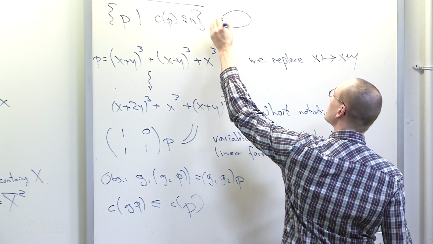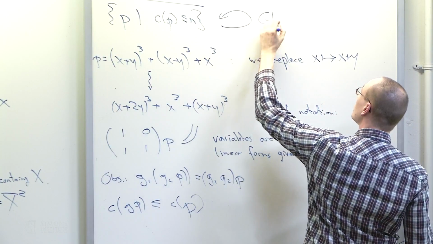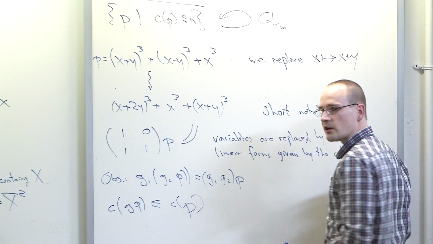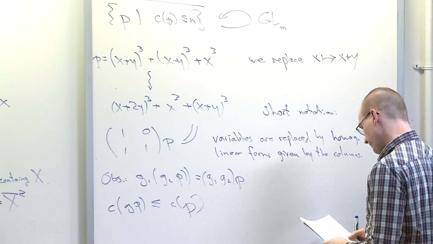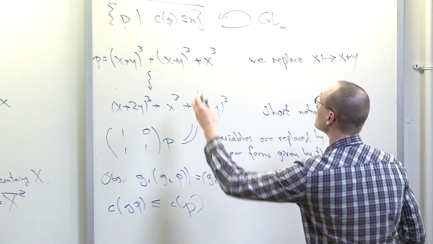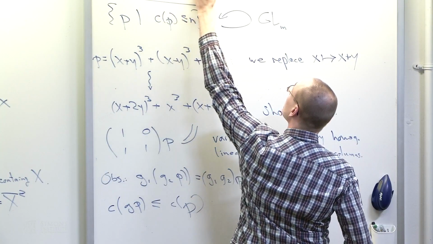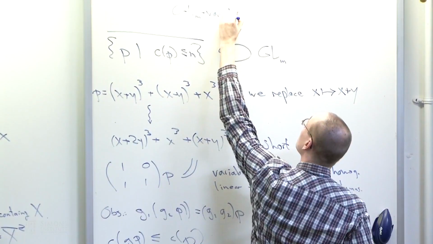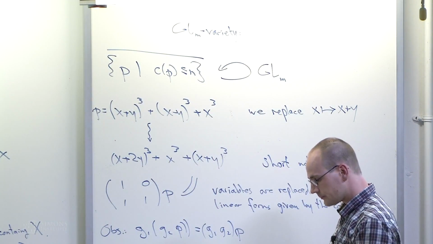Sometimes people write it like this, with an arrow here. So you can apply matrices here that are invertible. Say we have m variables, then this is GL_m. Now you can apply these and have some additional structure on your set. So this is very nice. We call this a GL_m variety, because it's a variety and it has a GL_m action on it.